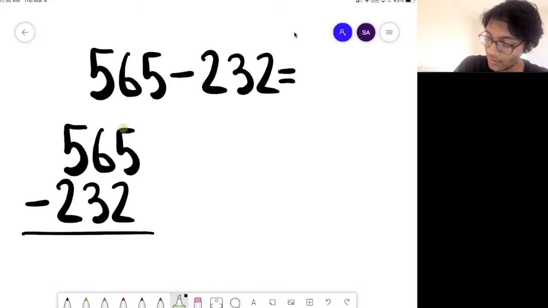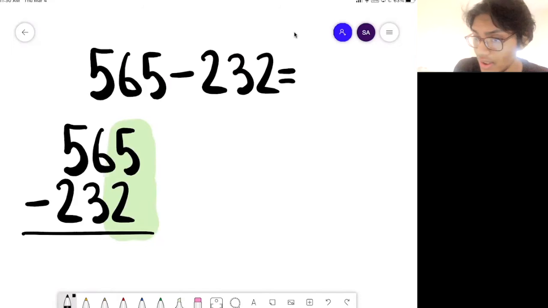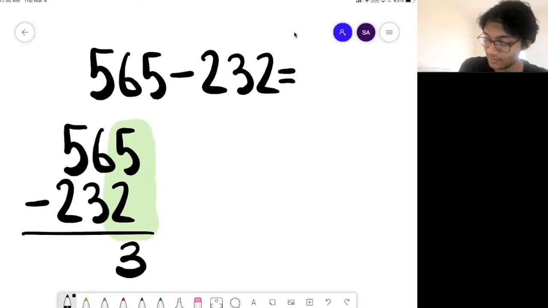So my first column is 5 minus 2, right? 5 minus 2. What is 5 minus 2? Well, hopefully you know 5 minus 2 is just going to be 3, right? Next column, and that's 6 minus 3. What's 6 minus 3?